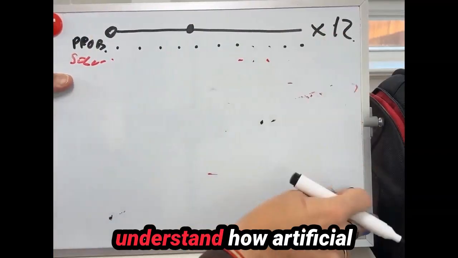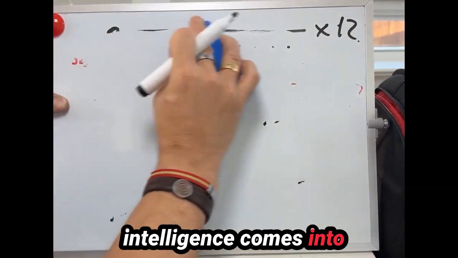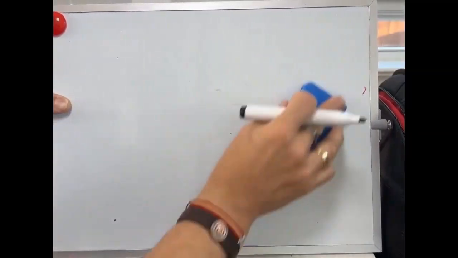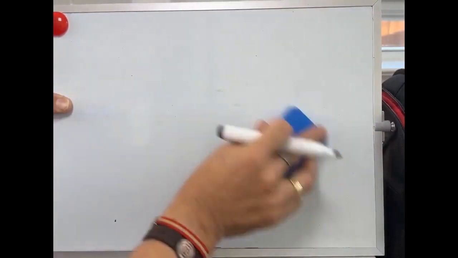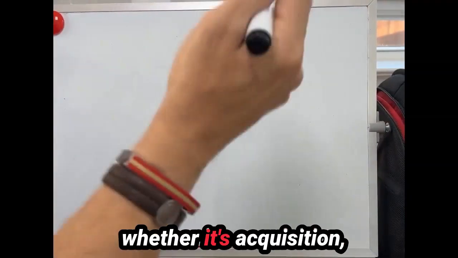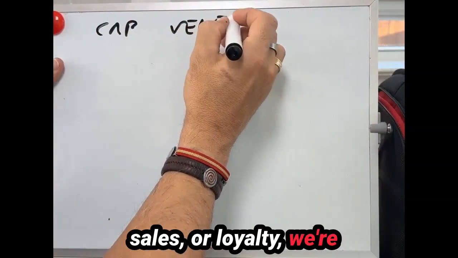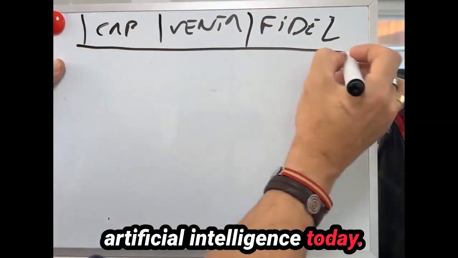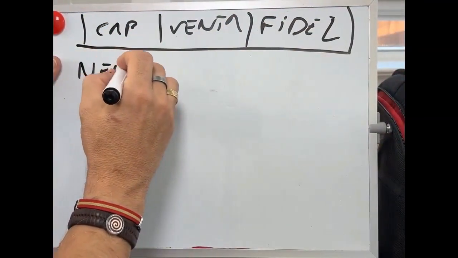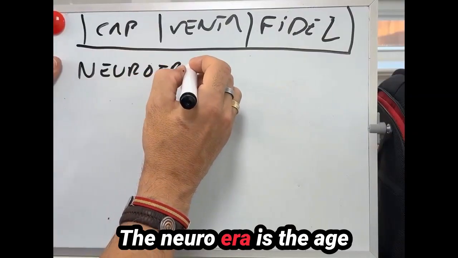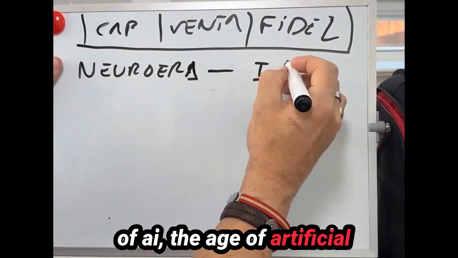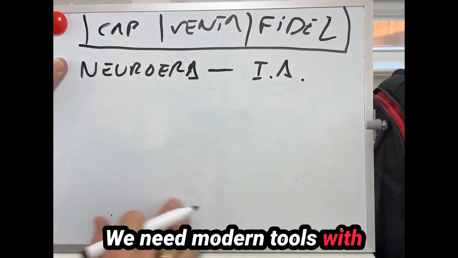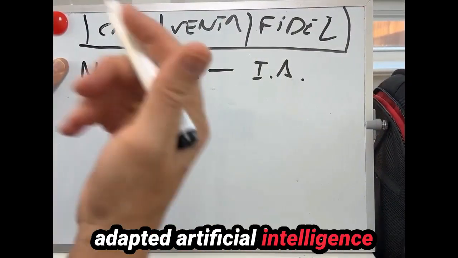All right, now let's understand how artificial intelligence comes into play here throughout this entire process. In any of these areas, whether it's acquisition, sales, or loyalty, we're going to need to implement artificial intelligence. Today, we are in the neuro era. The neuro era is the age of AI, the age of artificial intelligence. In the neuro era, we need modern tools with adapted artificial intelligence.